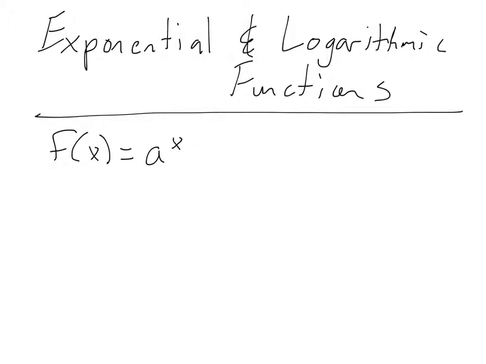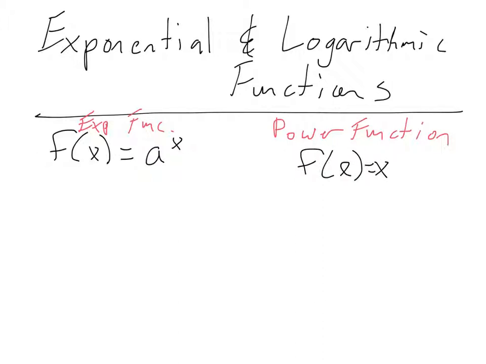A power function, so this is an exponential function right here, and it differs from a power function in that a power function is a function where the base, right, is a variable and the exponent is a constant. In the case of an exponential function, though, the base is a constant and the exponent is a variable. And so when we say exponential function, we mean something very specific, not just a function that involves an exponent, but a function where the base is a constant and the exponent is a variable. All right, so that's the difference.